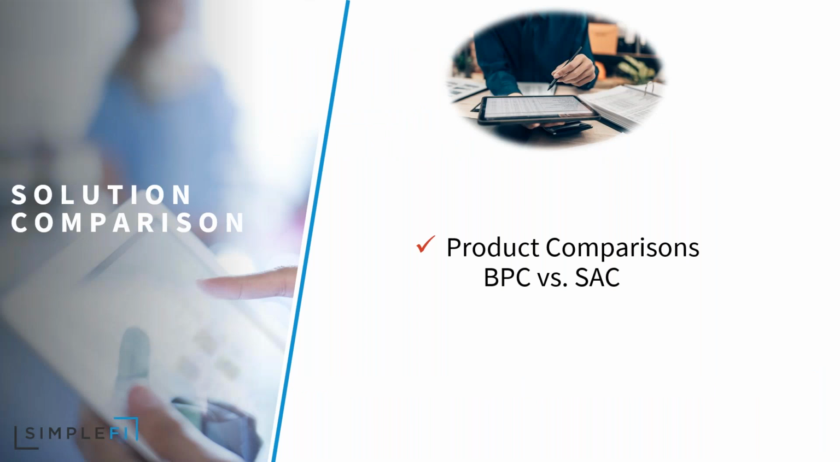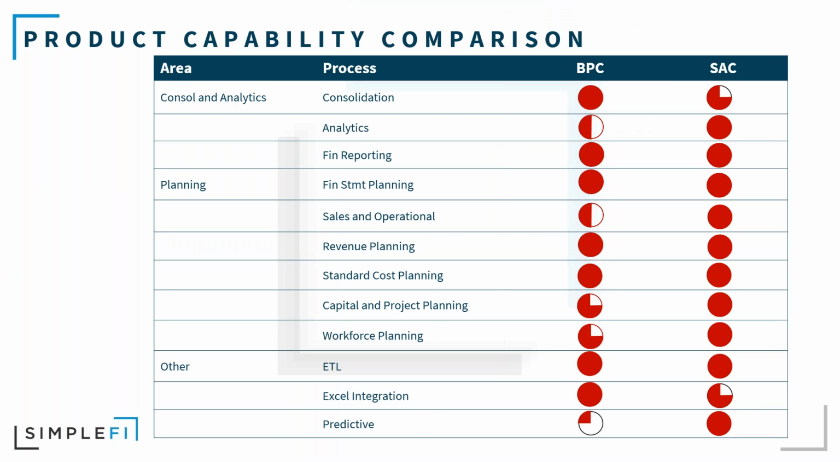All right, so let's talk a little bit about the actual product comparisons, right? And then we'll jump into a demonstration and walk through some of those within the different Excel and web interface. This is more of a high-level slide, just comparing major product areas between BPC and SAC.